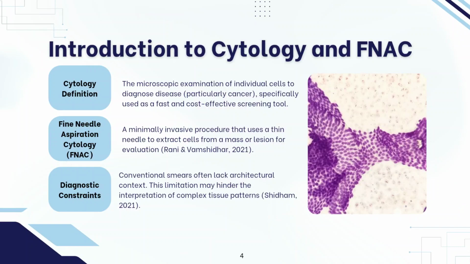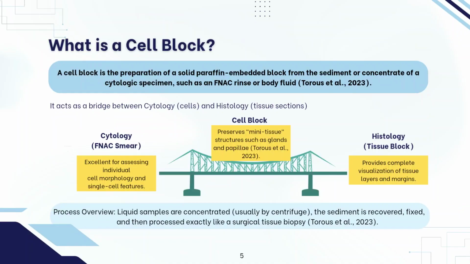However, conventional smears often face diagnostic limitations. The primary limitation is a lack of architectural context, which can make it difficult to interpret complex tissue patterns and reach a definitive diagnosis. The cell block is designed to overcome this limitation. Technically, it is the preparation of a solid paraffin-embedded block from the concentrate of a cytologic specimen. As seen in this video, it effectively acts as a bridge between cytology and histology.